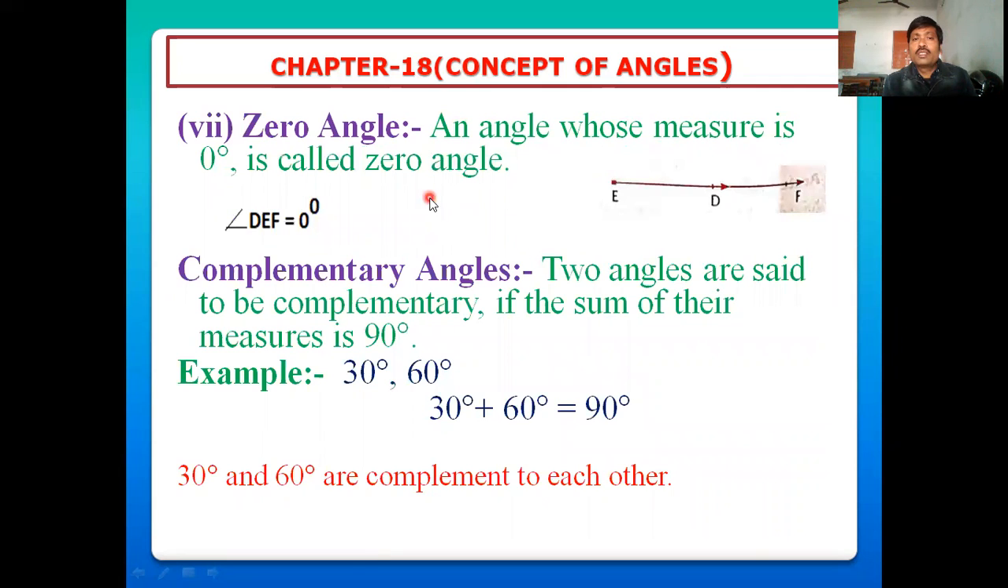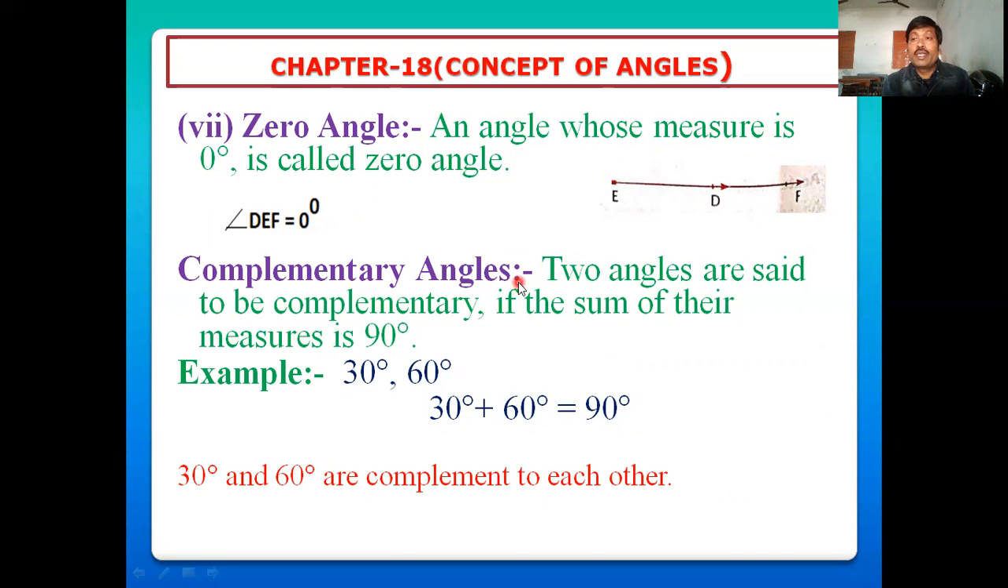Now, what is the zero angle? An angle whose measure is 0 degrees. An angle's measure is 0 degrees when the two rays coincide with each other. They form an angle of 0 degrees. This is the 0 degree angle. ED and EF are the two rays.